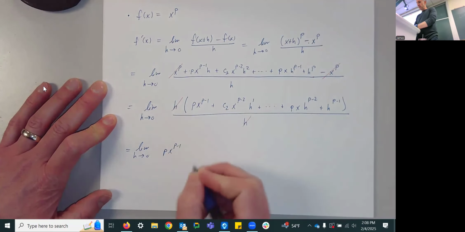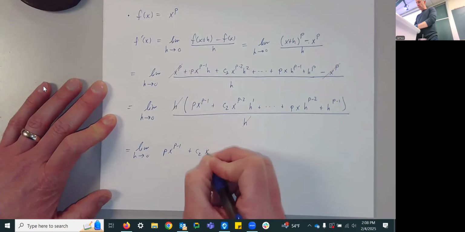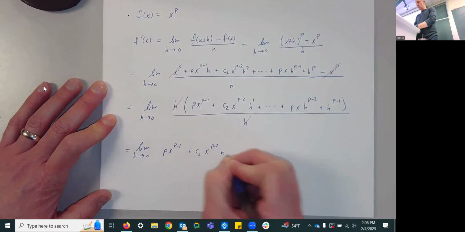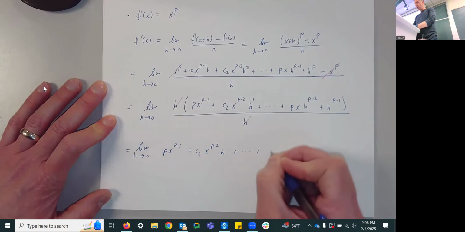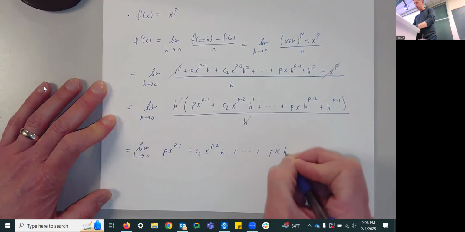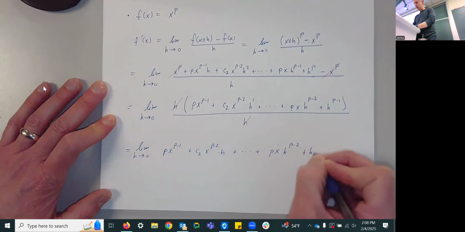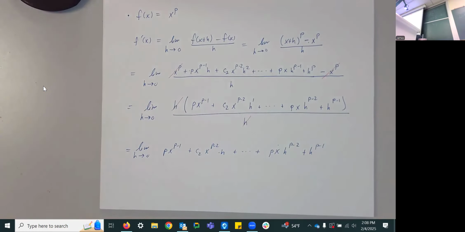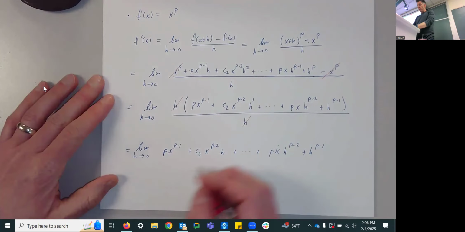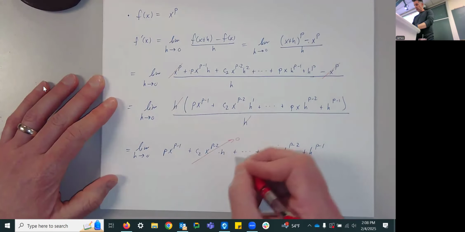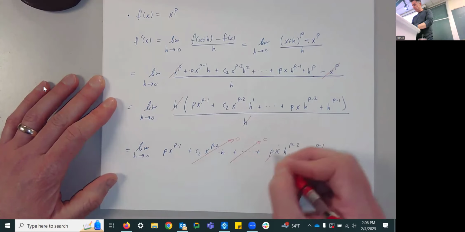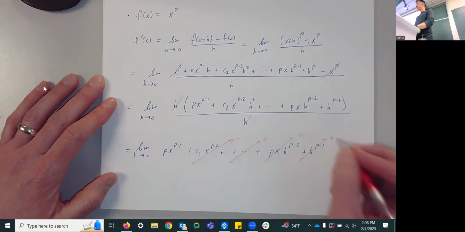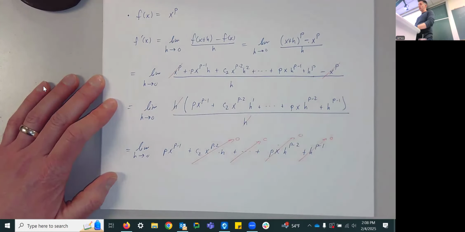So we've got that plus c2 times x to the p minus 2 times h plus lots of other terms plus p times x times h to the p minus 2 plus h to the p minus 1. But then every term after that first term has h to some power. And if we plug in 0 for h, that's going to be 0. All that's going to be 0. That's going to be 0. That's going to be 0. And you're left with just p times x to the p minus 1.